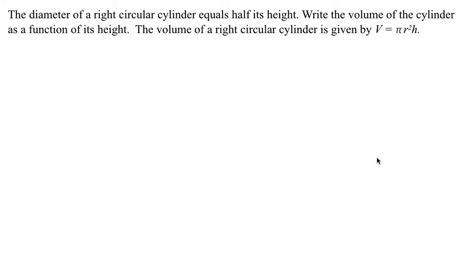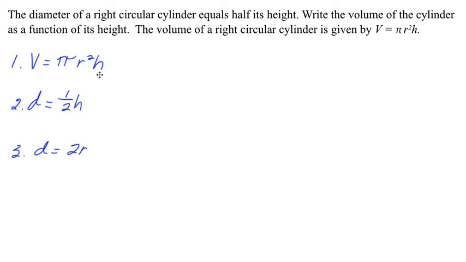This problem says the diameter of a right circular cylinder equals half its height. Write the volume of the cylinder as a function of its height. And they give us the volume for the cylinder. So first of all, the volume of the cylinder was given to us.